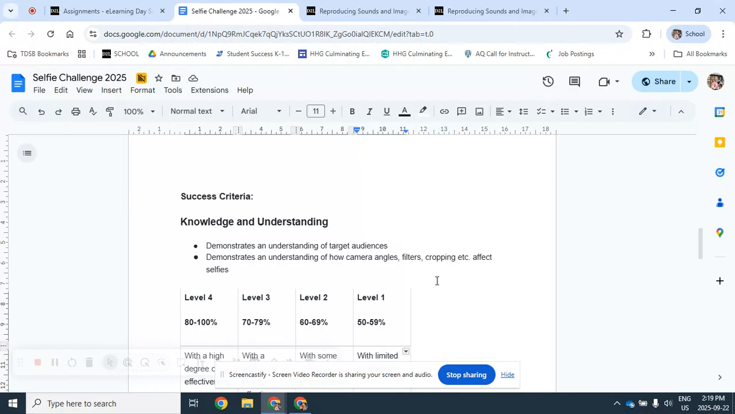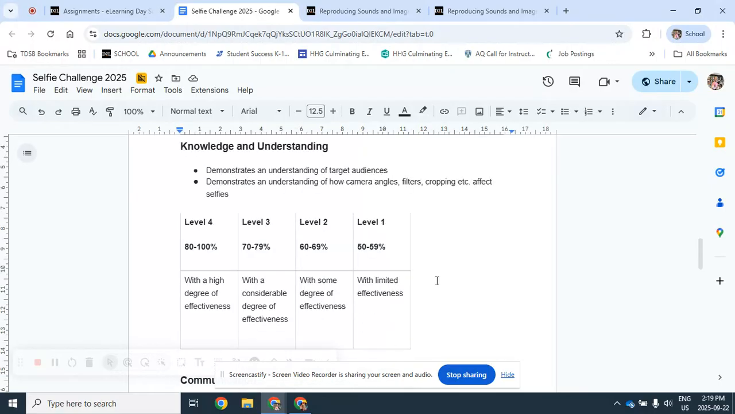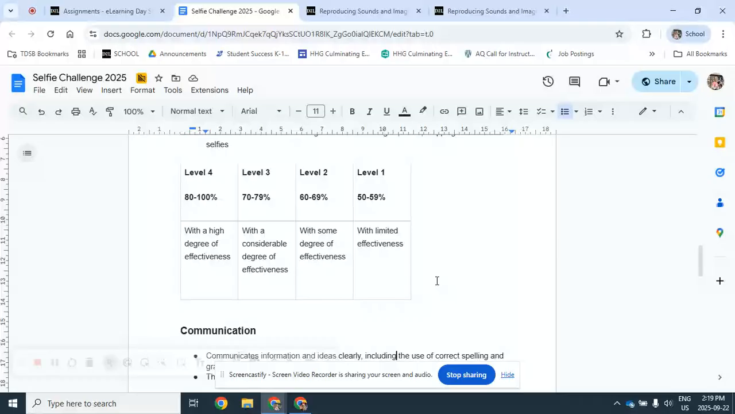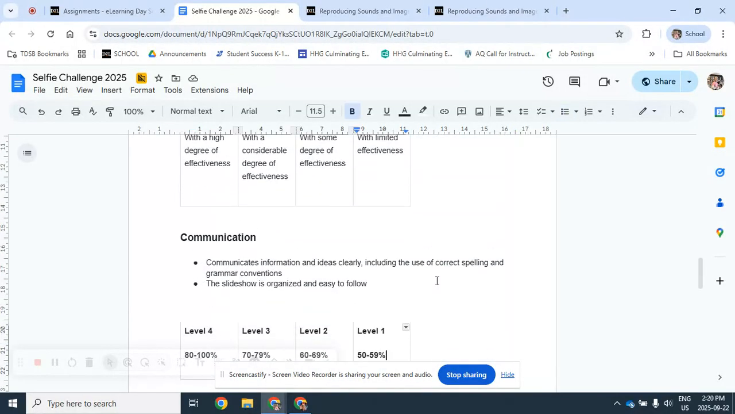So how is it being marked, right? The important stuff. If you want to have a level 4, all of these things need to have a high degree of effectiveness. That means detail, it means being specific and concise, it means doing all the things that I'm telling you to do. So that means demonstrating an understanding of target audiences, demonstrating an understanding of how camera angles, filters, cropping, etc., all of those codes affect selfies. For communication, you are communicating information and ideas clearly.